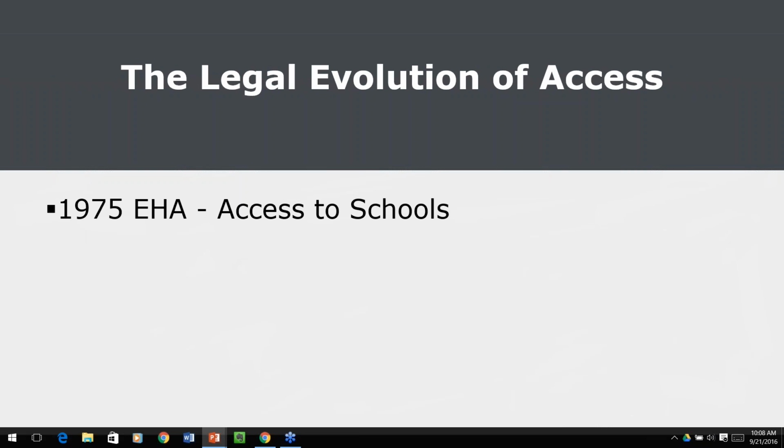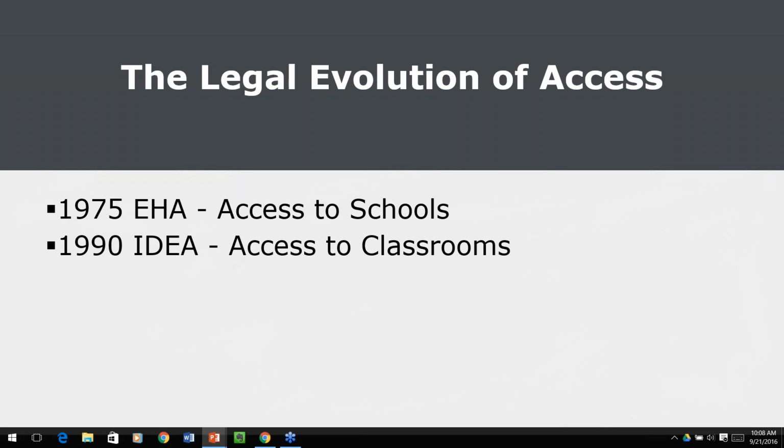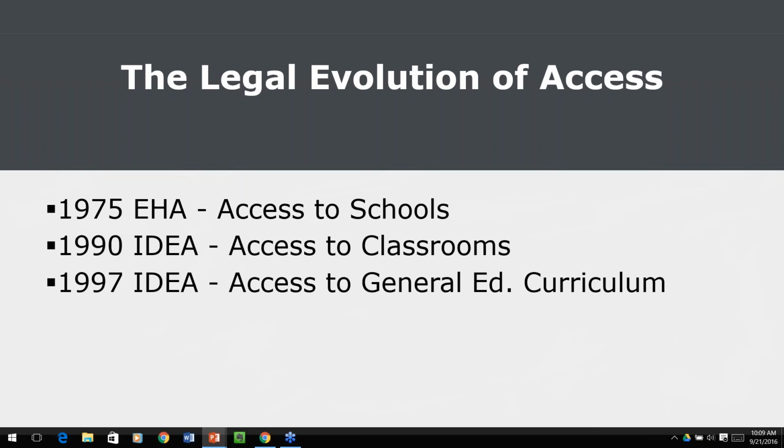We've also had a change in how we're having kids access education. Back in 1975, when the Education for Handicapped Children Act was passed, the focus was on access to schools. Can kids in a wheelchair actually get into the building? Then in 1990, we passed IDEA on a national level, and that really gave kids access to the classroom. So you're not just in the building warehoused in a resource room. There's this mainstreaming component where we want students to be with typically developing peers in the classroom as often as possible if it's appropriate. Then in 1997, the revisions to IDEA really focused on having kids access the general curriculum despite their disability, again, if it was appropriate.